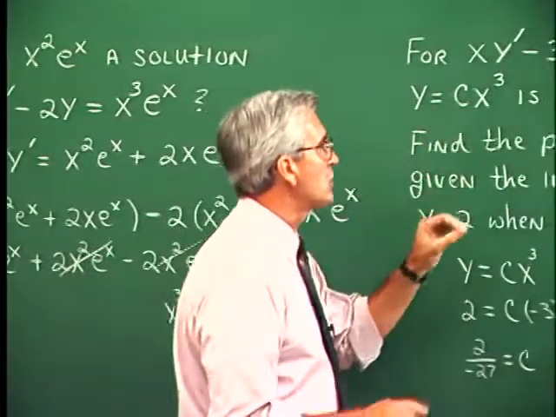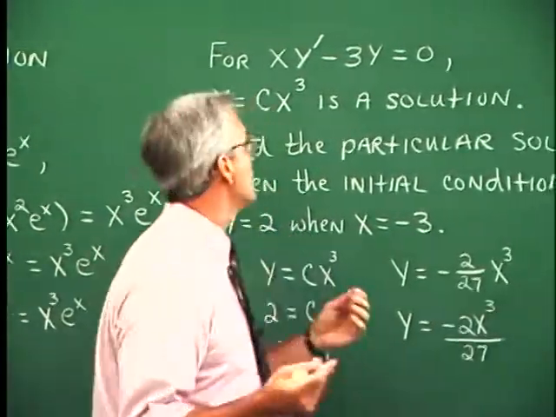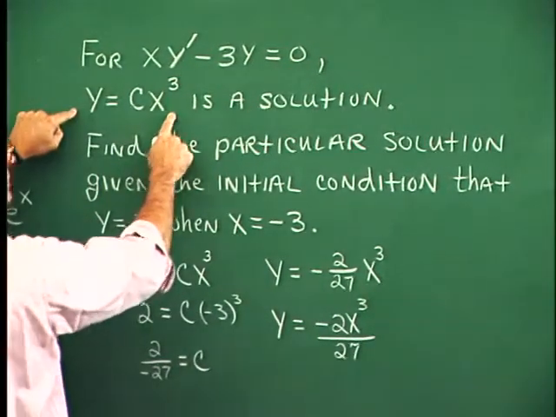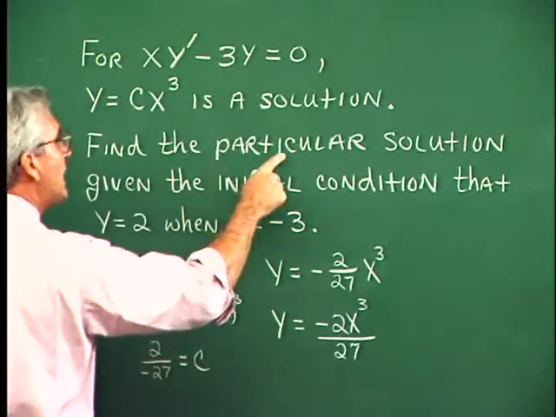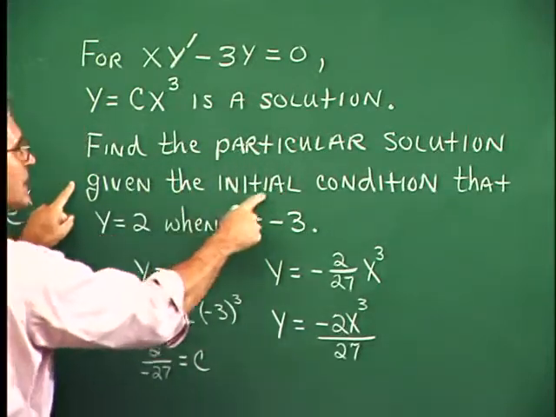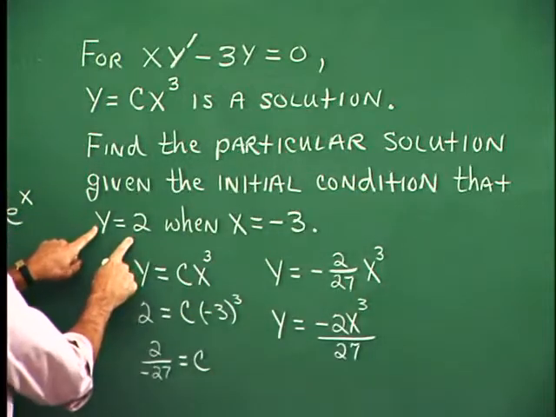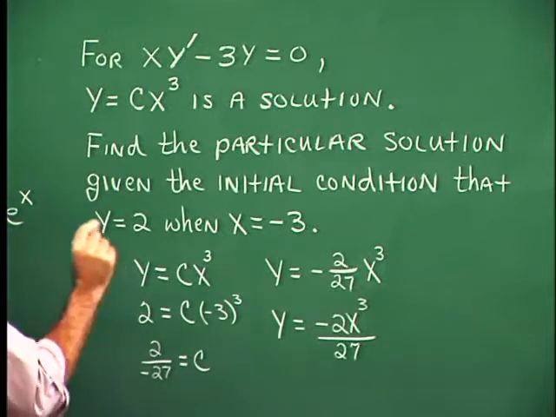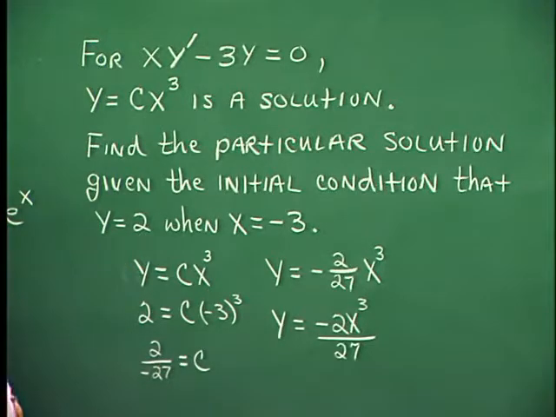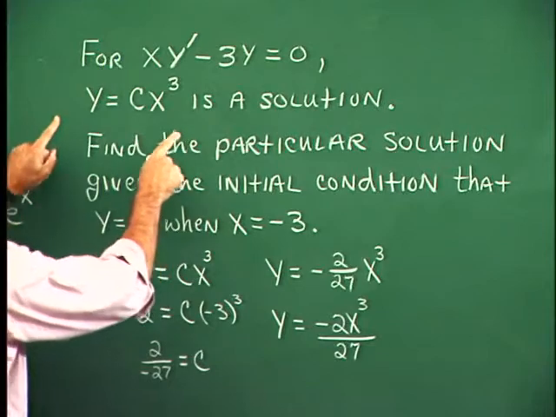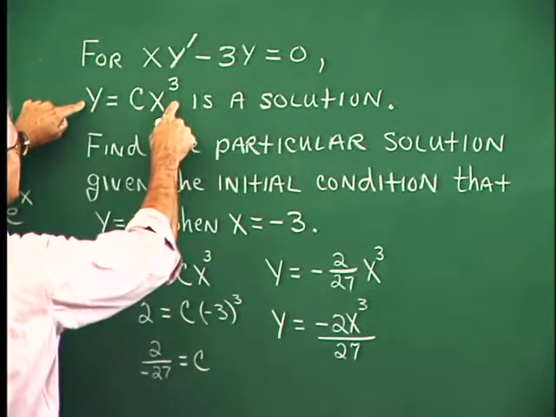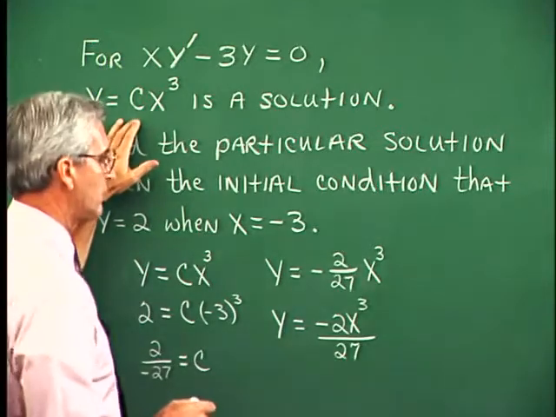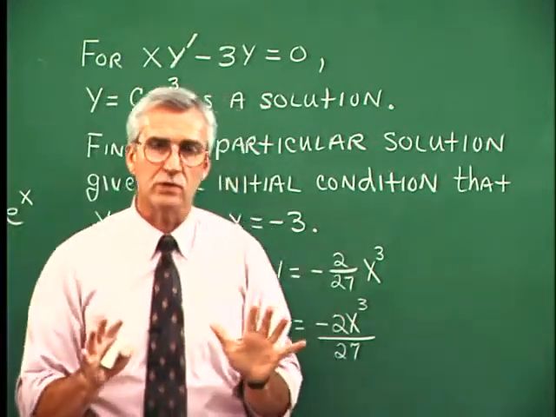Here's a problem in which we want to find a particular solution. It says for this differential equation, this is a solution. Find the particular solution given the initial condition that y equals 2 when x equals negative 3. The particular solution. Now, this kind of problem where we have a general solution here and we're looking for a particular solution sometimes lends itself to an interpretation graphically.